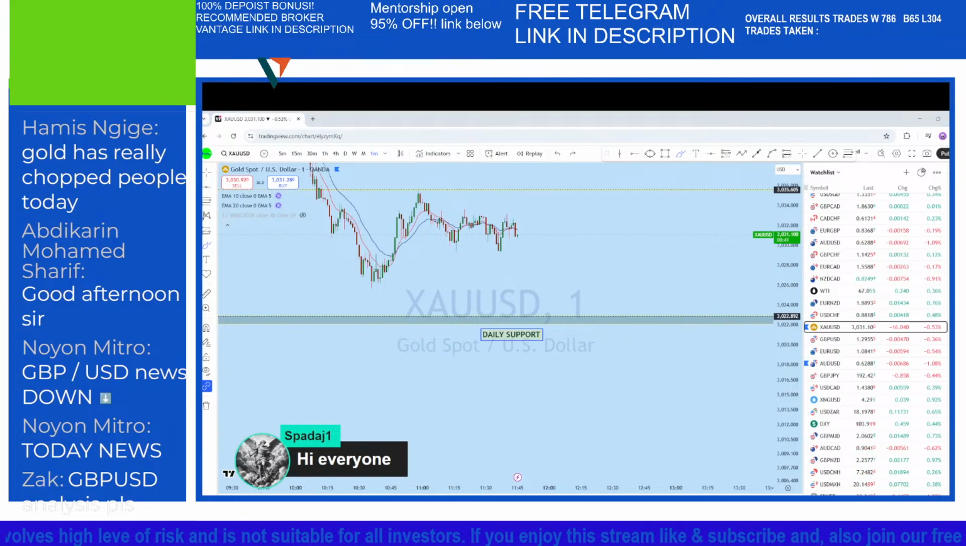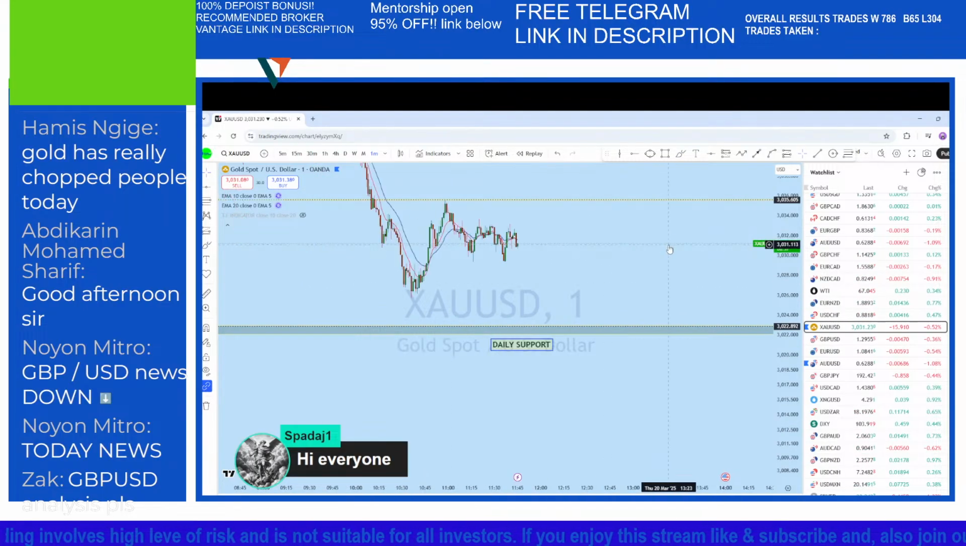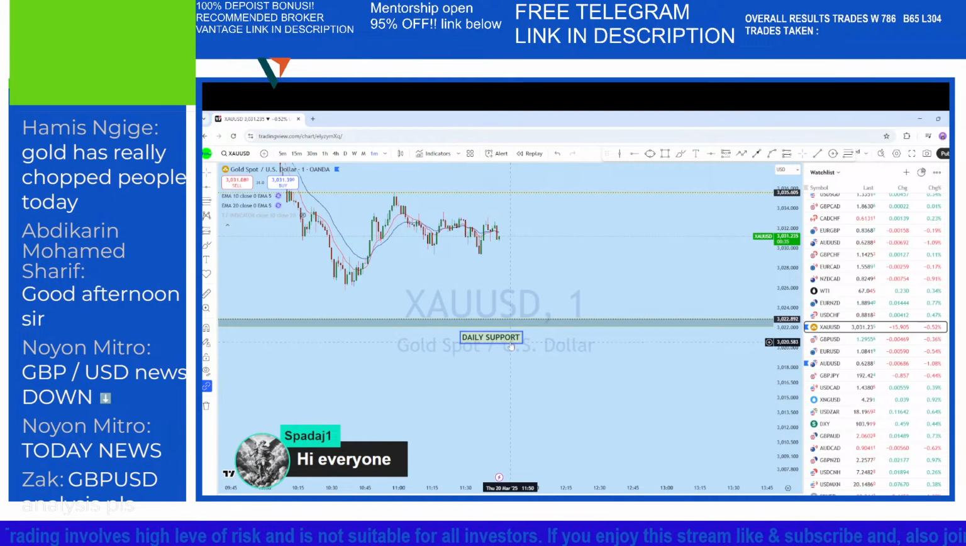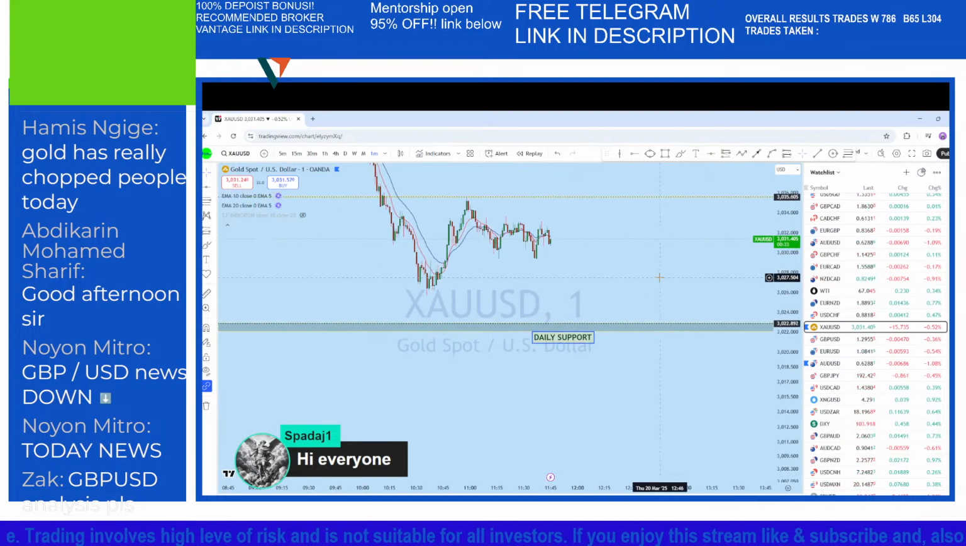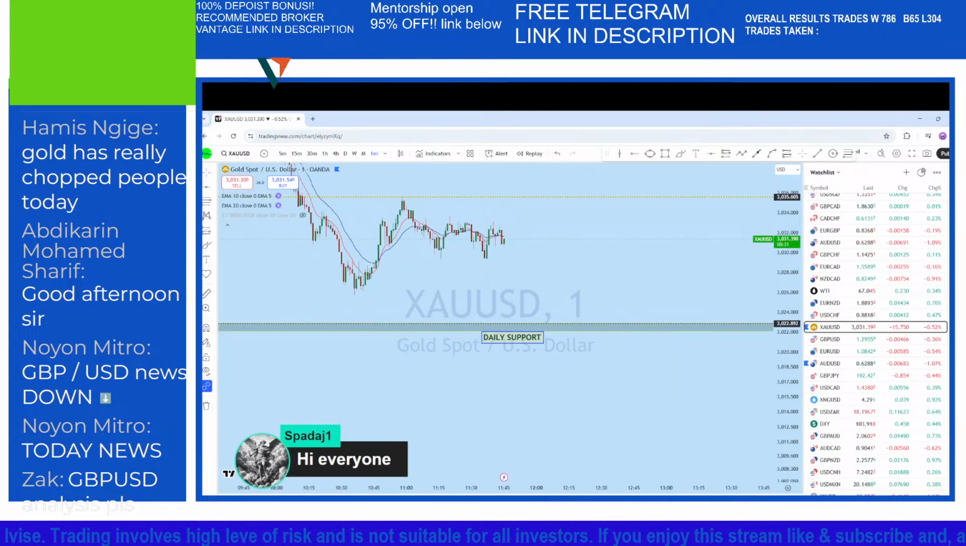The market has given that potential entry. Once we see the market has dropped to the daily support, we will be waiting for that potential entry opportunity in this market.